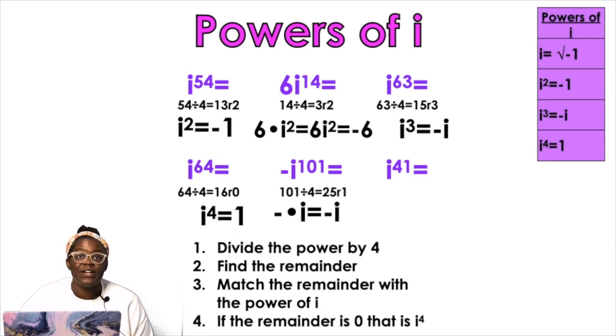Okay, try that last one by yourself. Pause the video. Okay, so we would do 41 divided by 4. That's 10, remainder 1. So my answer is just going to be i. You got that.